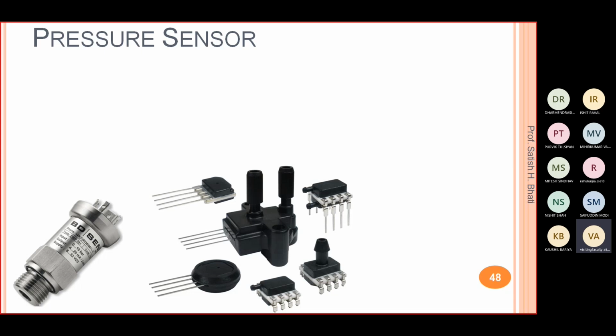In applications in which you have lower pressure, you will use a pressure sensor made of plastic kind of material. Where you have to deal with higher pressure, the body of the sensor is made of iron or some metal.